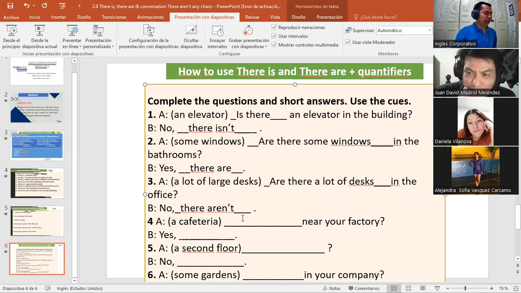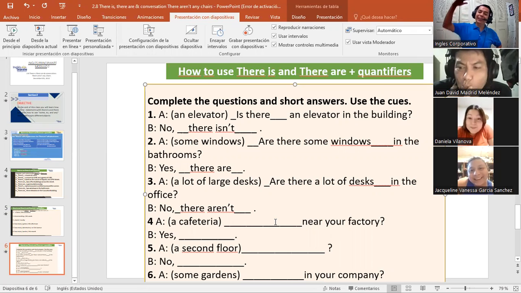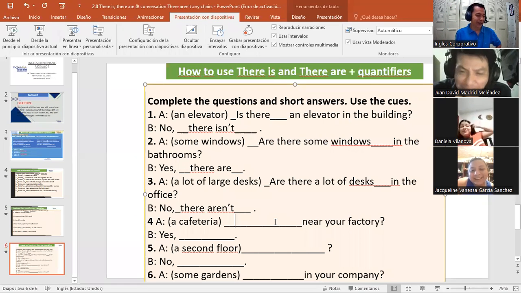So, who's the next? Le damos esta... Vanessa, please. A cafeteria, right? Is there or are there? Vanessa? Vanessa, ¿cuál? Vanessa García. Ah, okay. Es que tengo Vanessa Alejandra, ¿verdad? Pero si gustan, para que no se me confunda y no me confunda yo. Cuando esté en la parte de arriba de la lista es Vanessa García, y cuando esté en la parte de abajo es Vanessa Alejandra. Ok, Vanessa García. Bien.